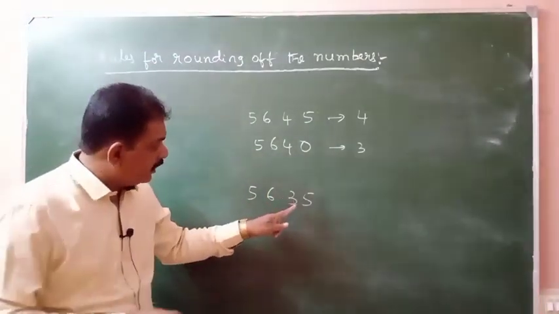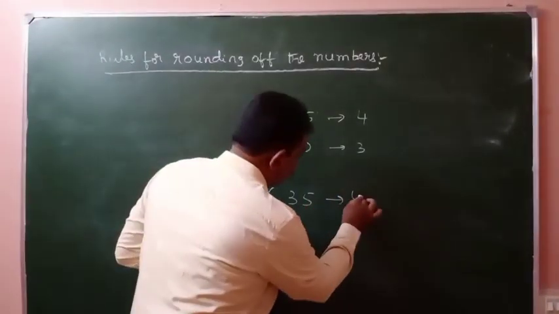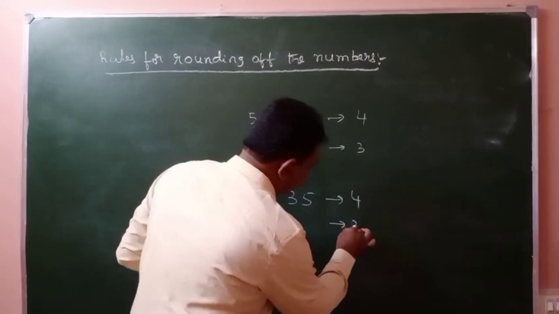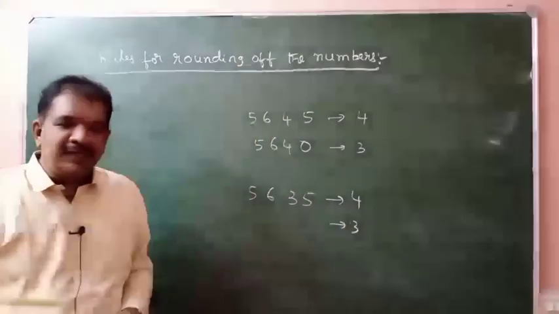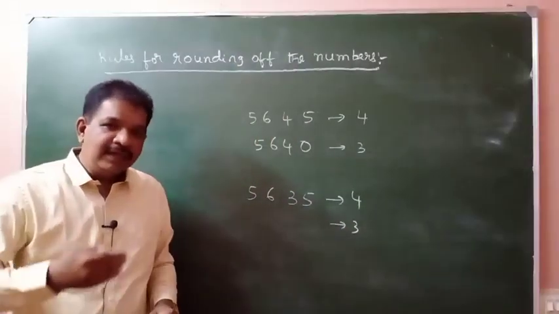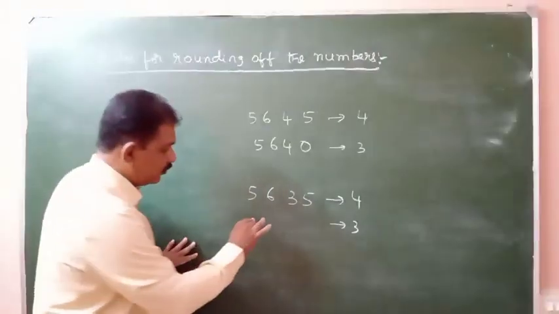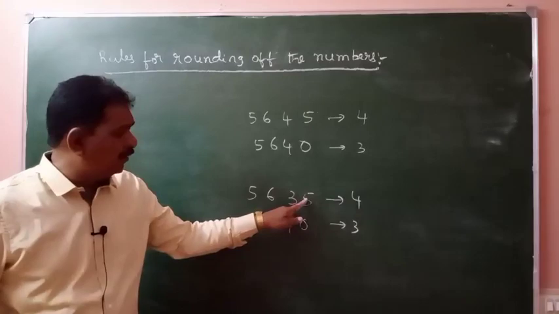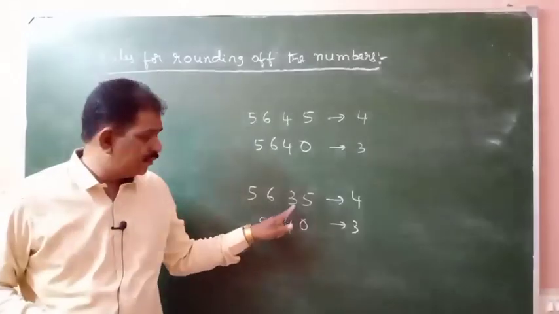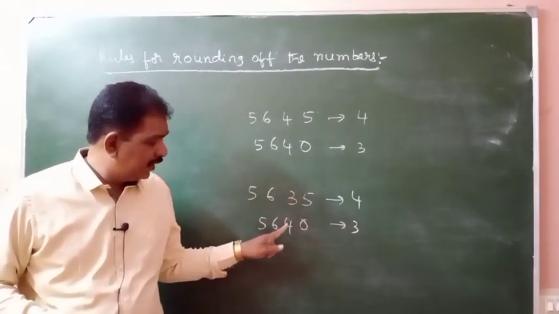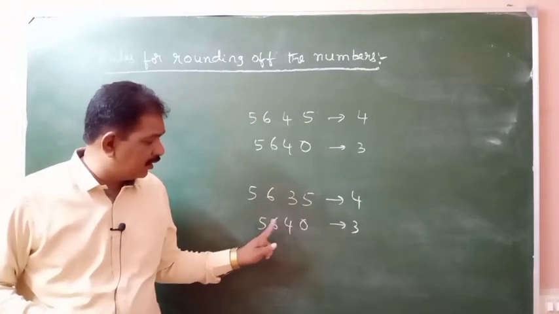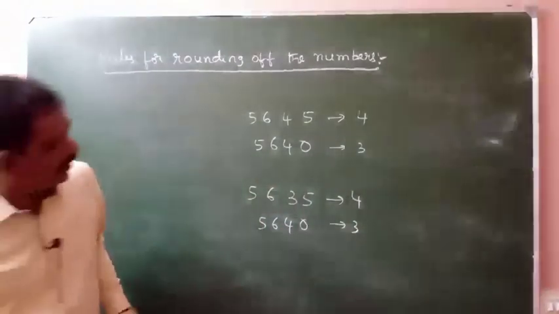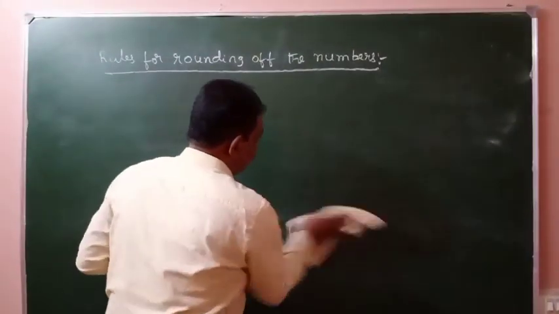If the discarding digit is 5, round this number to 3 significant figures. Preceding digit is odd, increase it by 1. So it will also be rounded to 5, discarded 0, because it is odd, it is increased by 1. So 5640. These are 3 rules, easy and simple rules only.